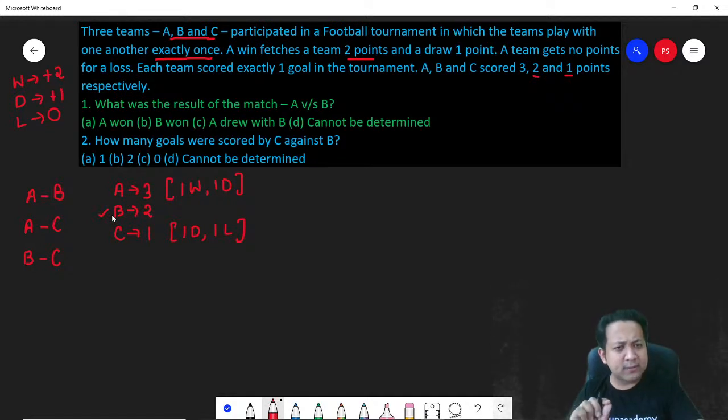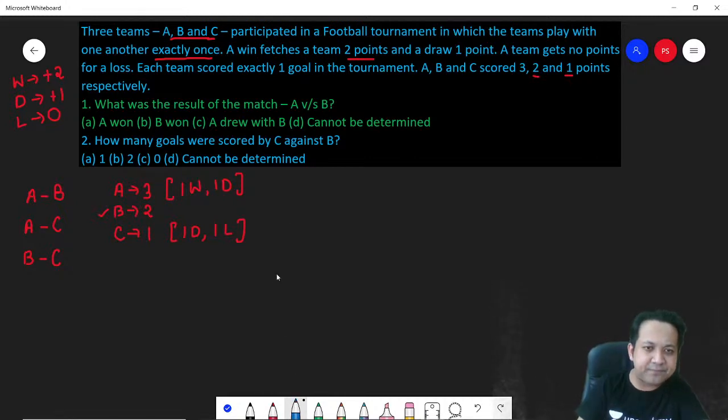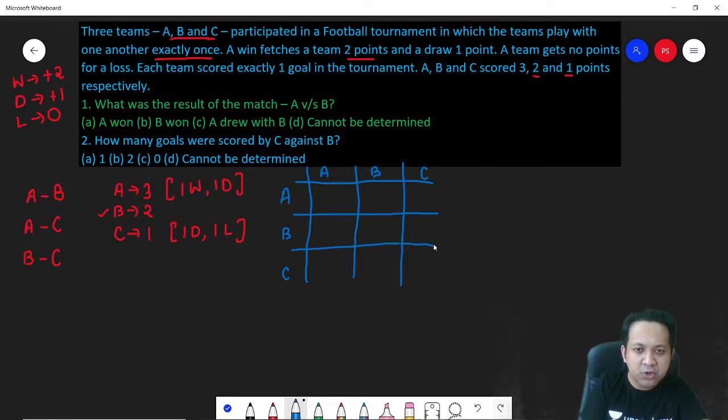Now with whatever I have written here, let's try to create a table. So if you are able to visualize, the matches are A, B, C, and then here you get A, B, C. So I'm trying to draw a table to show the results of the matches. Fine. There is no match between A and A, so I can cancel this off. A and A obviously no match. B and B no match. And C and C there is no match like that, right? So I'm just putting a cross over there.